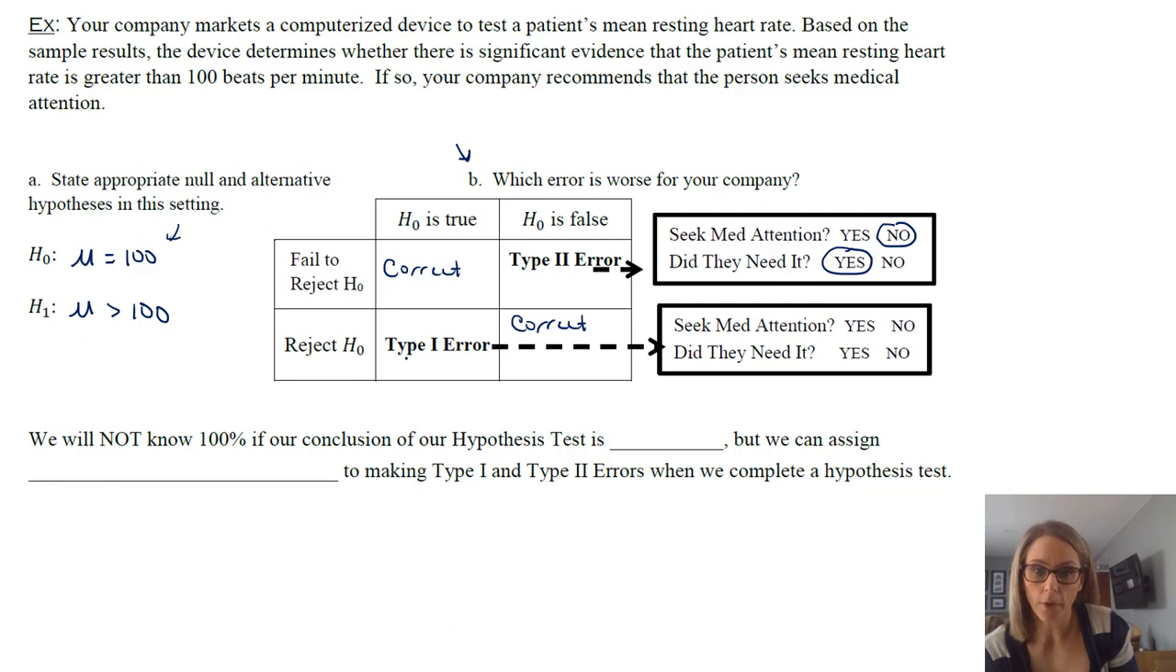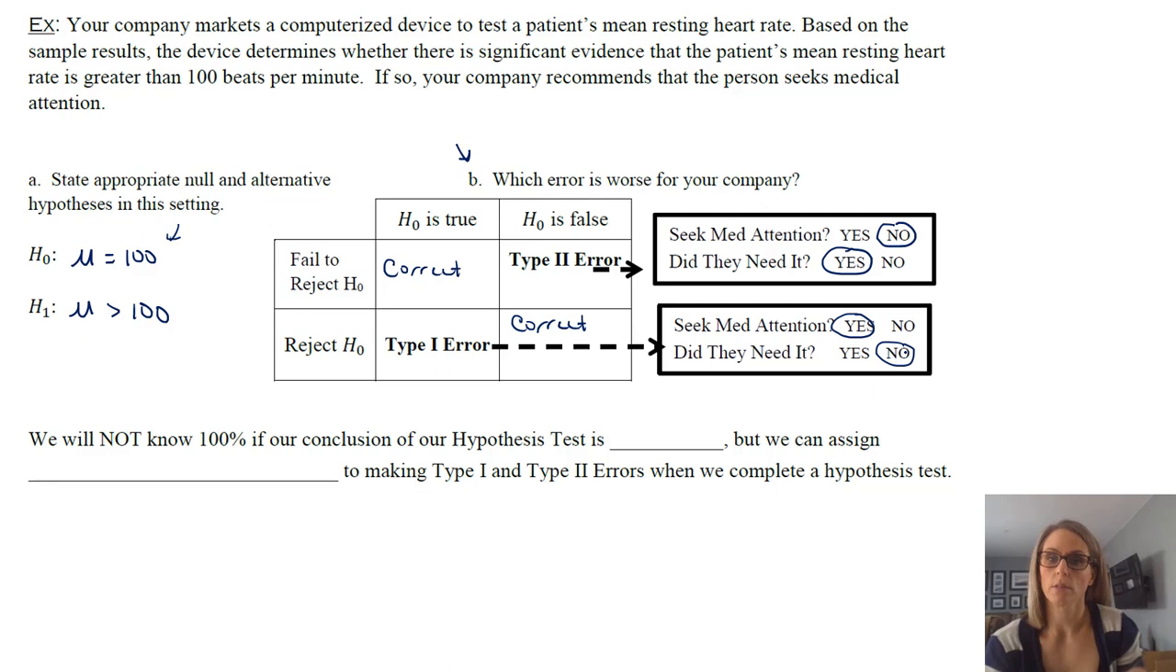Now the type 1 error is that H naught is true, okay? So the mean heart rate is 100. And in fact, we rejected it and said, no, it's greater than 100. The device says, oh, it's greater than 100. So that person's like, oh, I got to go seek some medical attention, but they didn't need it.